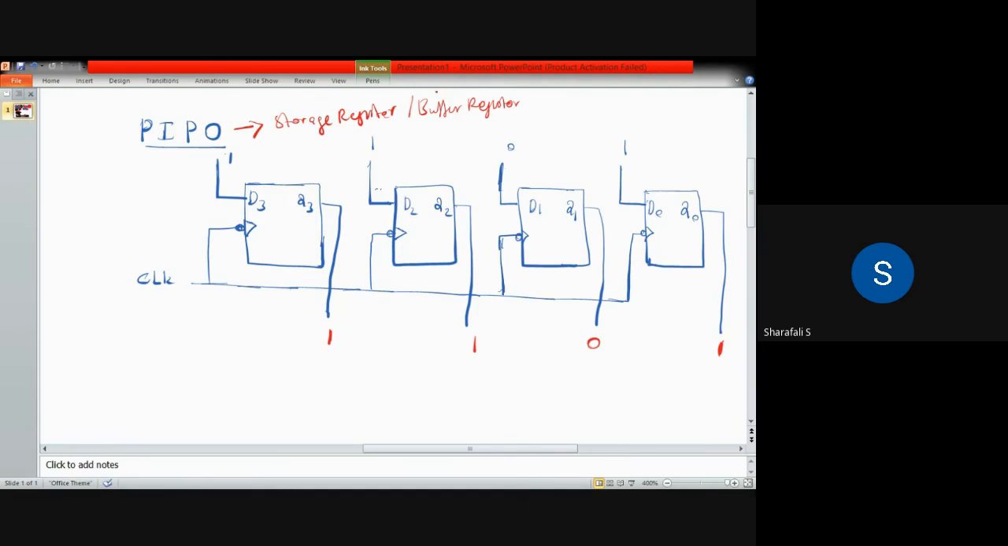Why can it be used as a storage register? Because here we are providing the data parallelly to this shift register, and we can also take the data out parallelly. So the data will be there as such, as you can see from this figure. So it is just like storing the data.